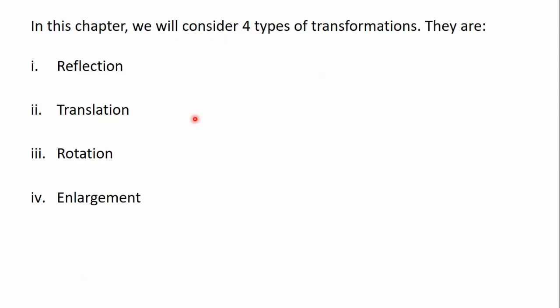In the video on Introduction to Rigid Motion and Transformation, we said that we will consider these 4 types of transformation. We started with reflection, we moved on to translation, then we moved on to rotation, and finally we have considered enlargement. In the subsequent videos, we are going to solve likely examination questions that involve these 4 types of transformations.